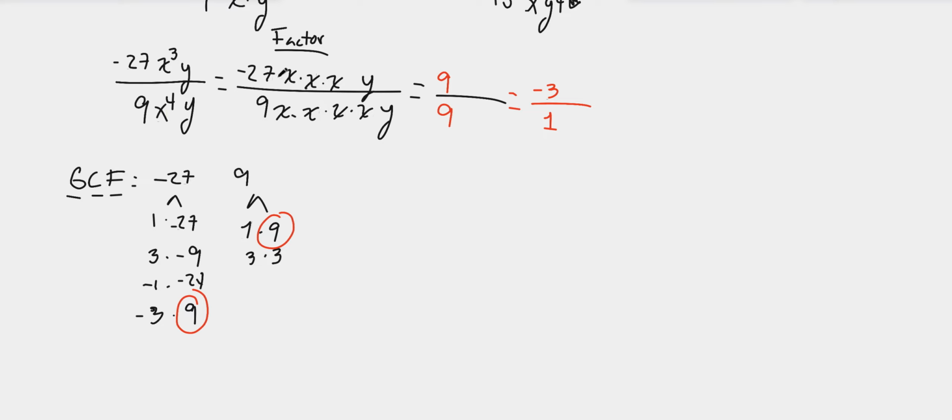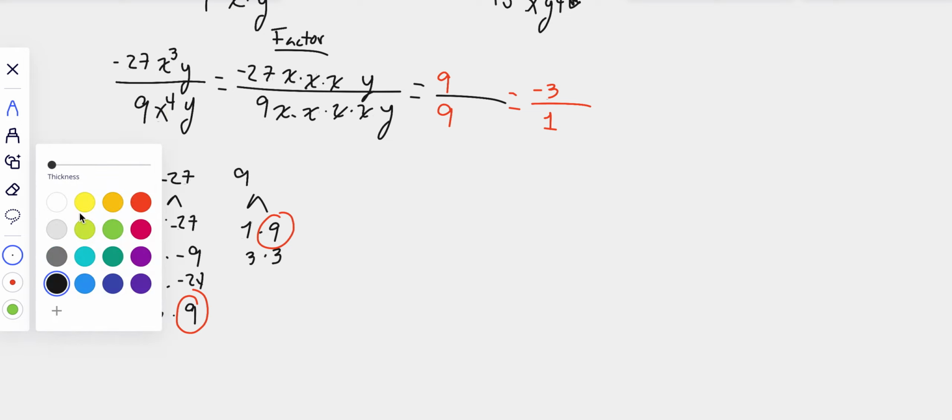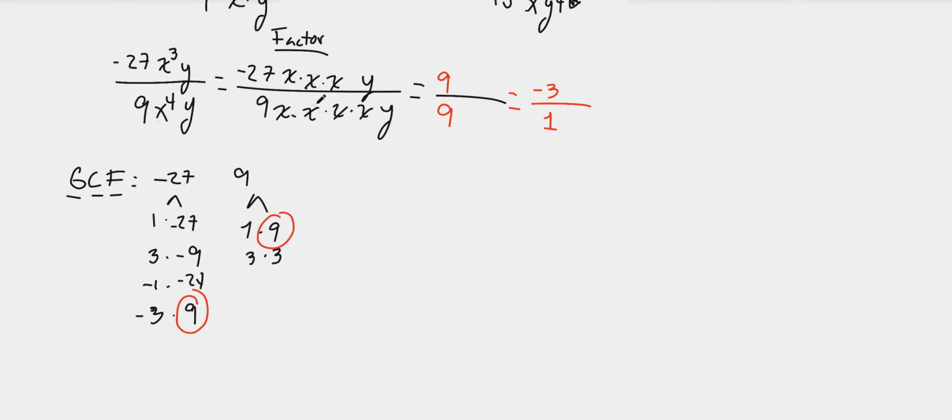Now, let's think about factoring the same number of x's from the numerator and from the denominator. How many x's do I have in common? If you said we have 3 x's, or x to the power of 3, in common, you're exactly right. So I'm going to factor out that x to the power of 3 on the numerator and x to the power of 3 on the denominator.